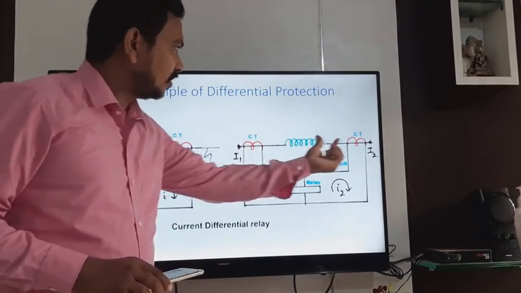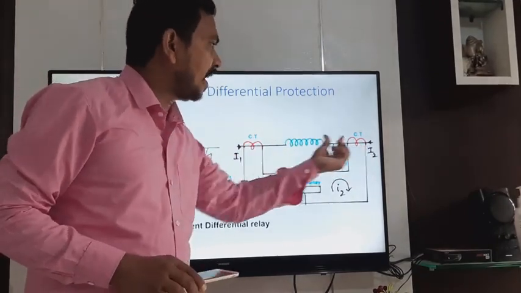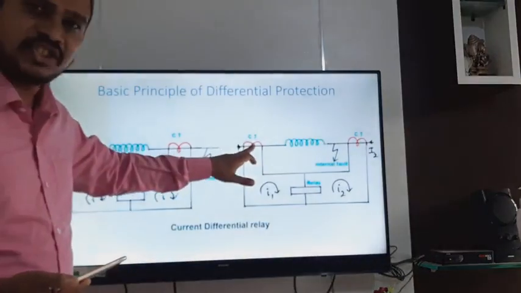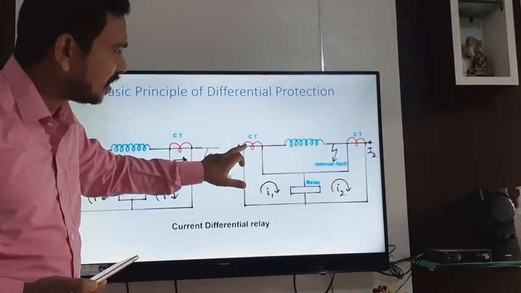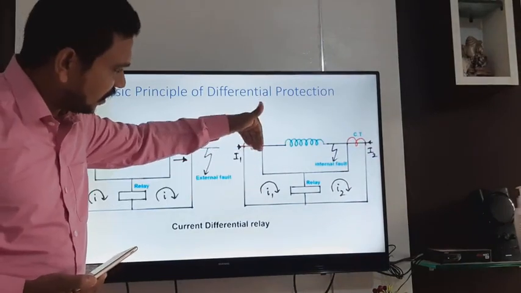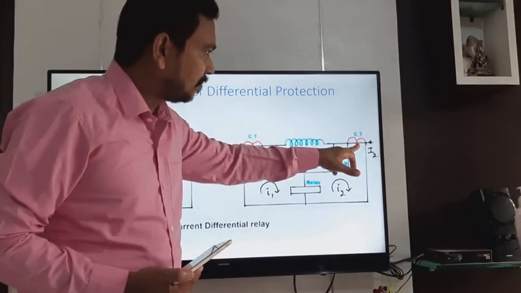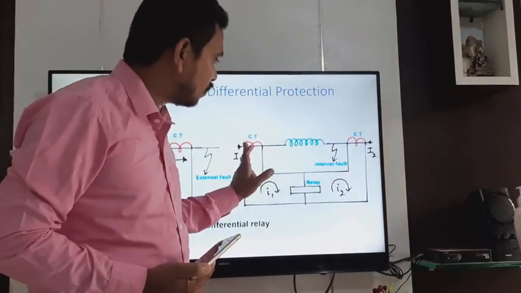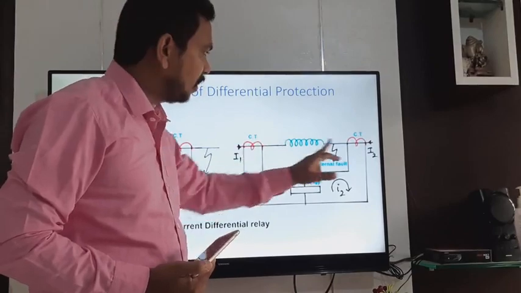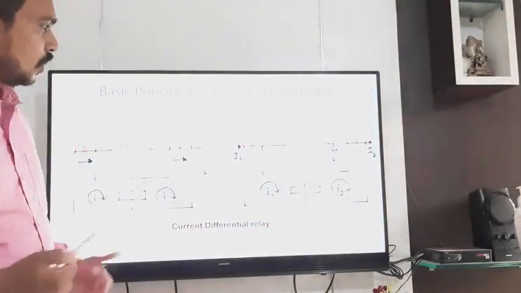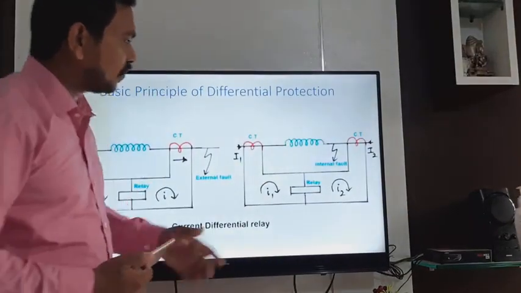The current flowing through CT1 and CT2 is changed. As the primary current of CT1 is changed, the secondary current of CT1 is also changed. Here the primary current is not equal to the primary of CT1. So the I1 and I2 currents are different.